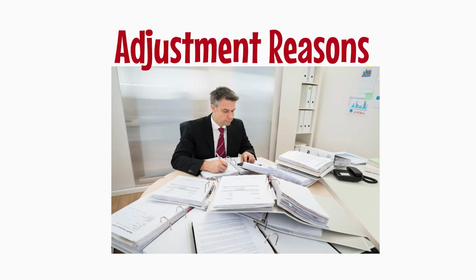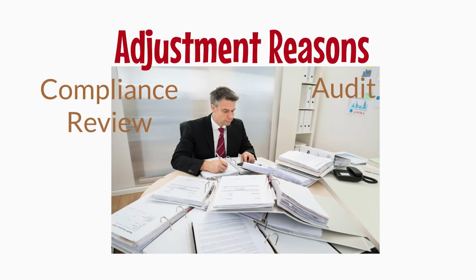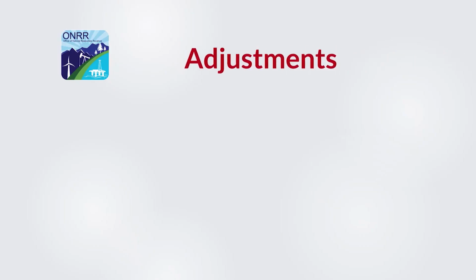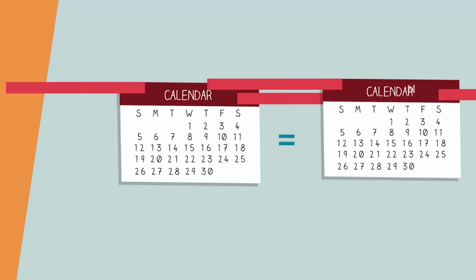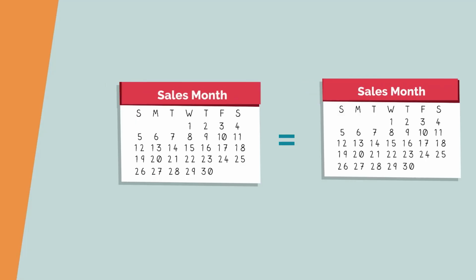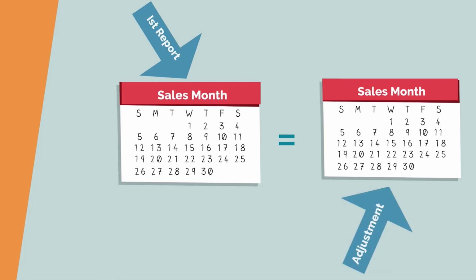Additionally, companies must make changes to previous reports due to compliance reviews or audits. All those changes are called adjustments. Adjustments are associated with the corresponding sales month, allowing you to track each one. The new report will have both the original reported amount as a negative number and the new amount as a positive number.